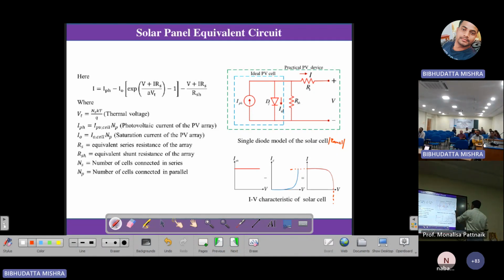So there is always some series resistance. And also, because of the leakage current, which we are representing in terms of the shunt resistance. So this is not the actual resistance, but represents different properties of the solar panel.